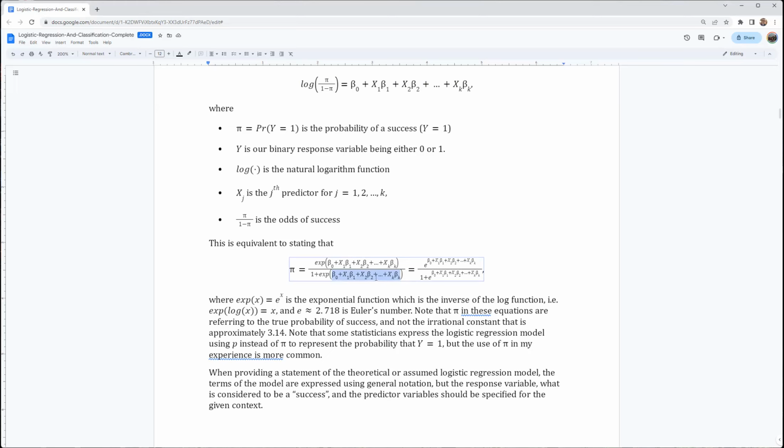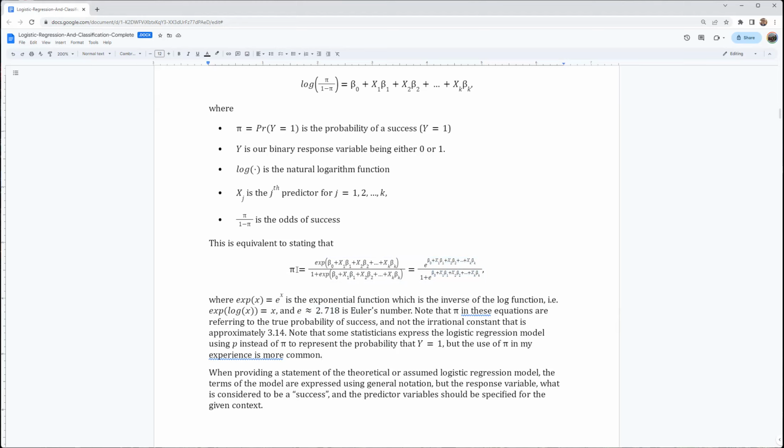This can be rewritten with e to the power of the linear predictor, where e, or exp, is the exponential function. E is an irrational number, just like pi. It's e because it's Euler's number, named after this person. Very similar to pi, except e is about 2.718. It shows up in a lot of different mathematical contexts. Here it's just e to the power of the linear predictor over 1 plus e to the power of the linear predictor, which gives us pi for logistic regression.